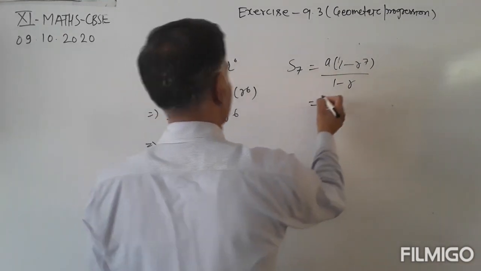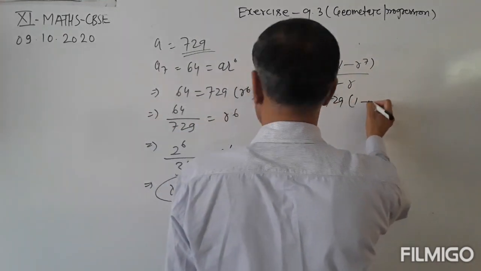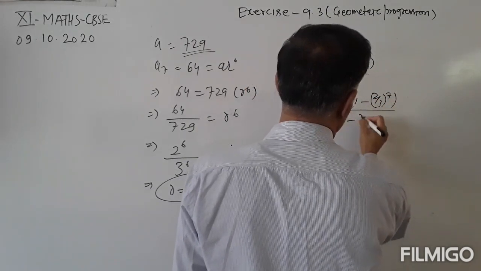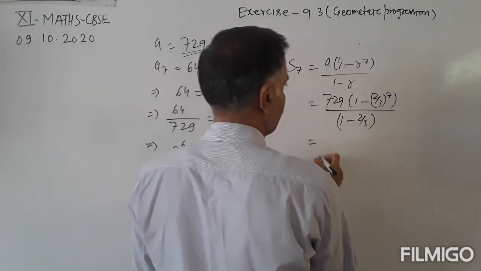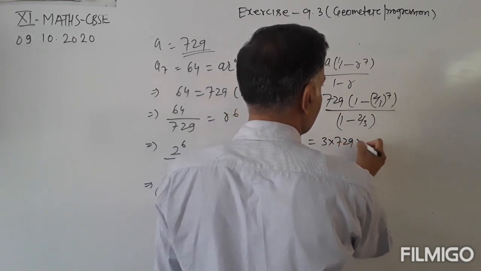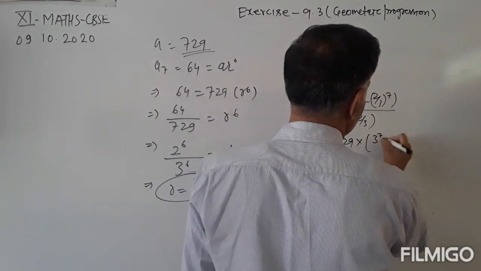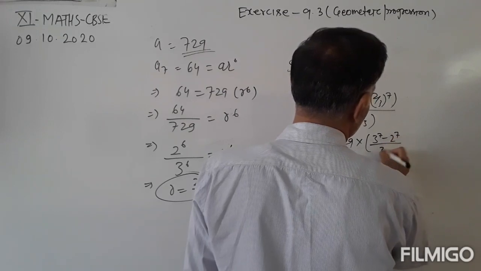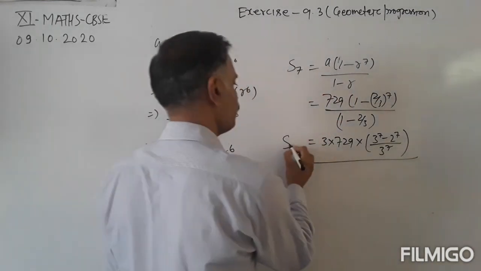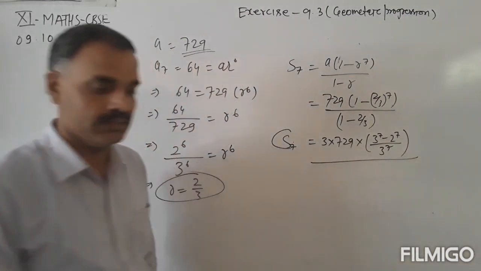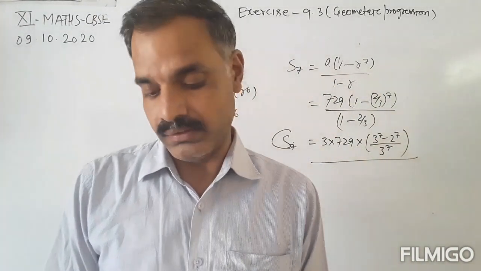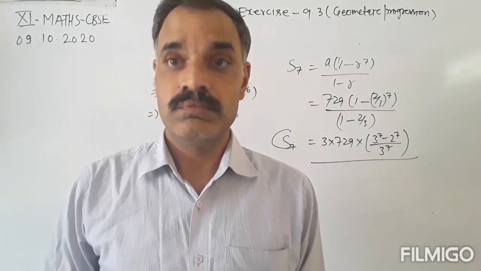That is 729 into 1 minus r to the power 7 upon 1 minus 2 by 3. Okay, so this is 3 minus 2 by 3, that is 3 into 729 into 3 to the power 7 minus 2 to the power 7 upon 3 to the power 7. Okay, so this is the sum of first 7 terms of the GP, the solution of question number 15.